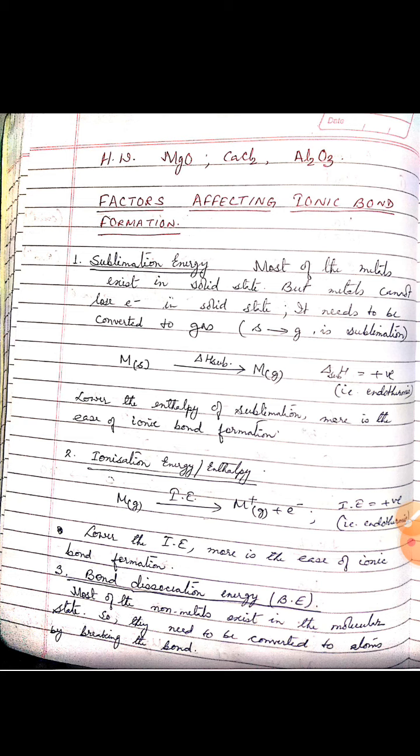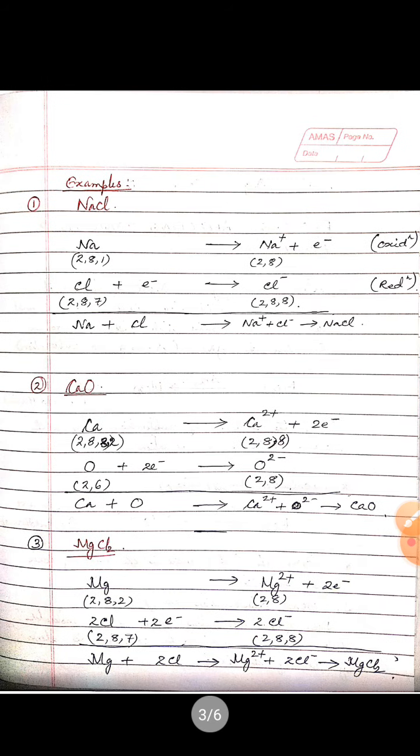Now how to know whether a given compound will form ionic compound or not? There are a few factors which determine the tendency of ionic bond formation. First of all, you see sublimation energy. I go back to the previous equation. You see here we have written Na plus Cl giving you Na+ and Cl-, and Na is losing electron and Cl is gaining electron.